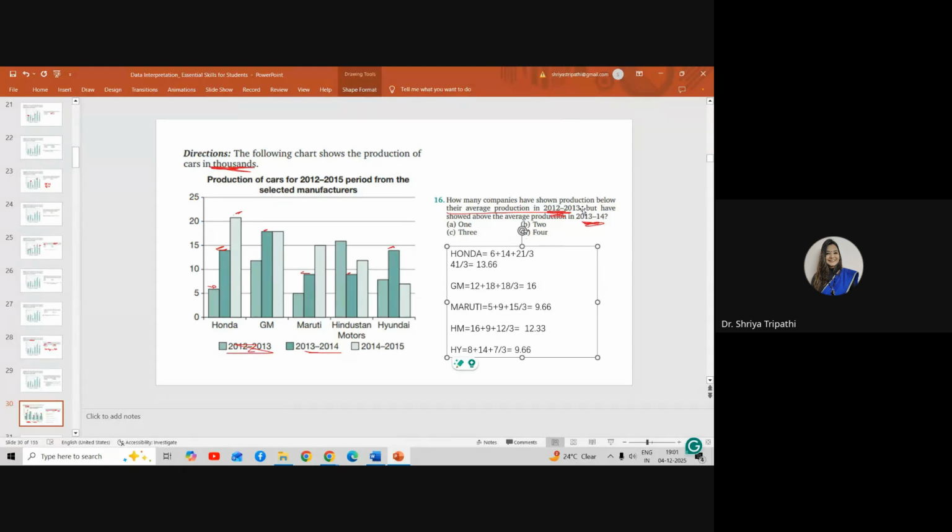How many companies have shown production below their average production in the year 2012-13, but have shown above the average production in 2013-2014? 2013-2014 is my darkest one here. This darkest one is my 13-14. Now you compare whose average production is more. How many such companies?